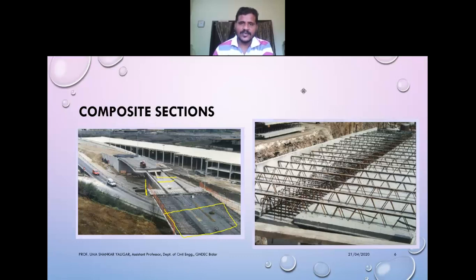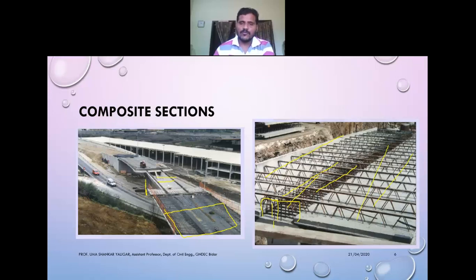Now the same cast in place, in the enlarged view, looks like this. See here, I told you about the shear ties. These reinforcements, which look like stirrups, are called the shear ties, which are used to transfer the shear. And this is the reinforcement in the top slab. Below you will have your U-shaped girder and also your column. This is one example of the composite section.